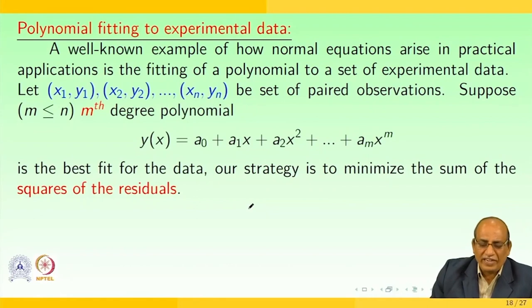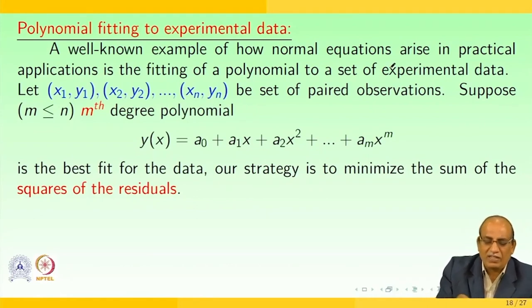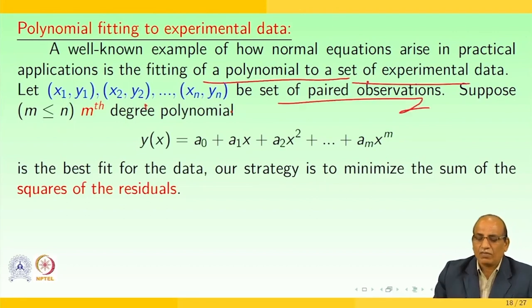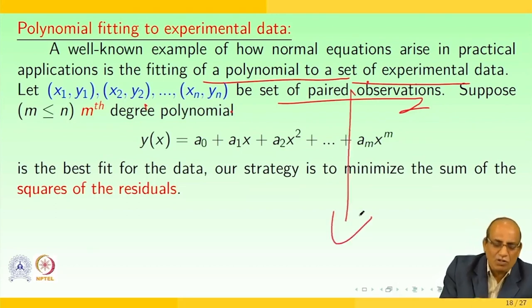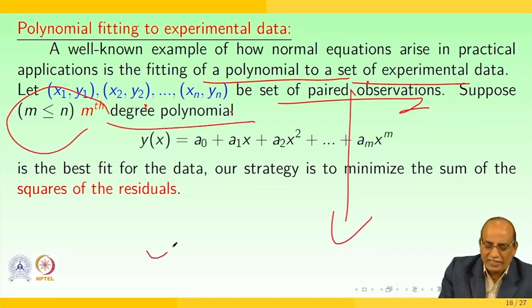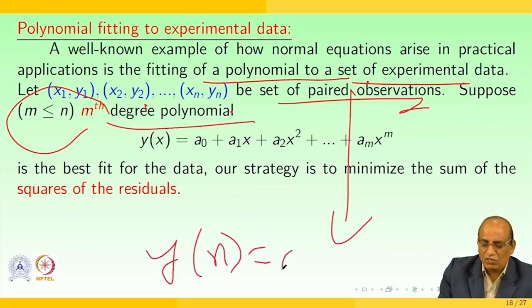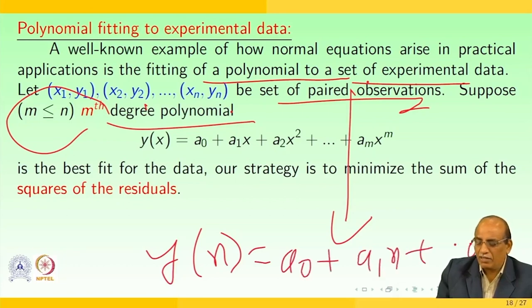Polynomial fitting to experimental data. A well-known example of how normal equations are arrived at in practical applications is fitting a polynomial to a set of experimental data, (x1, y1), (x2, y2), up to (xn, yn), a set of paired observations. Suppose m is less than or equal to n, and consider an mth degree polynomial. So, we write it as y of x is equal to a0 plus a1 x, etc., up to am x to the power m.